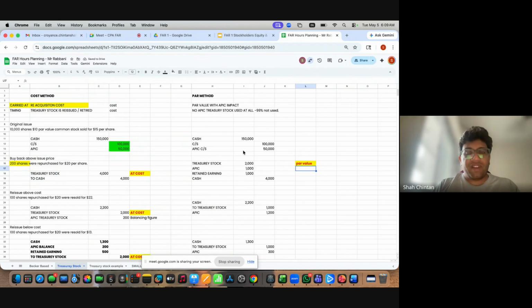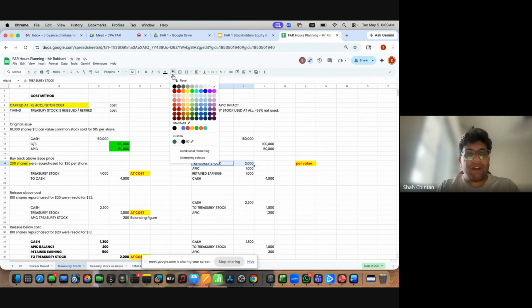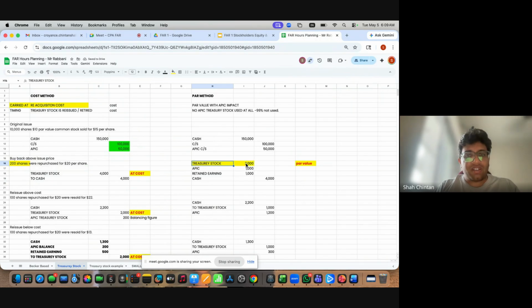We are saying that we have taken back 200 shares. Let's record them as if they were taken at a par amount. So definitely we have given cash of $4,000 to the shareholder. So cash is credited with the $4,000. However, treasury stock is debited at a par value. The par value of the share is $10. So treasury stock is debited for $2,000.